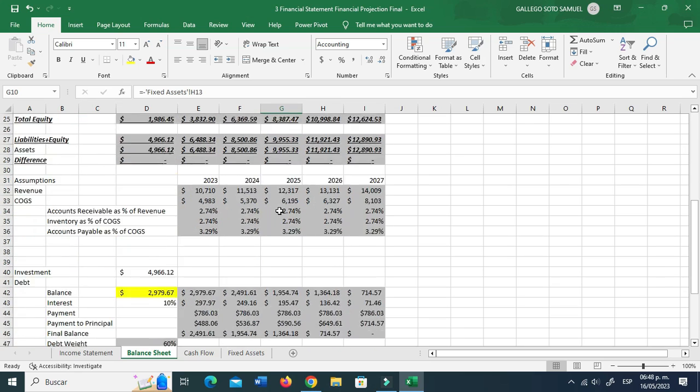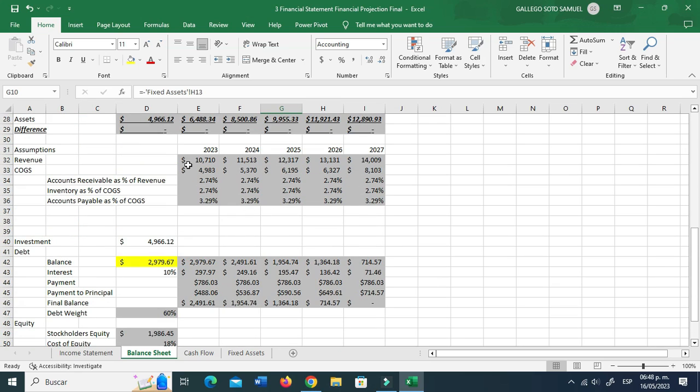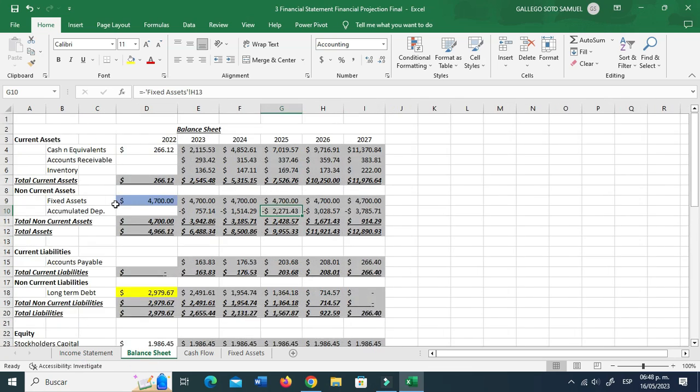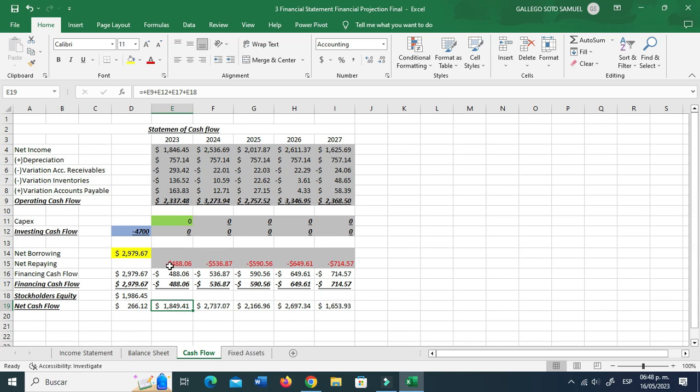Okay, so I think this is it. You got your income statement already taken care of, you get the balance sheet, and you get the cash flow.